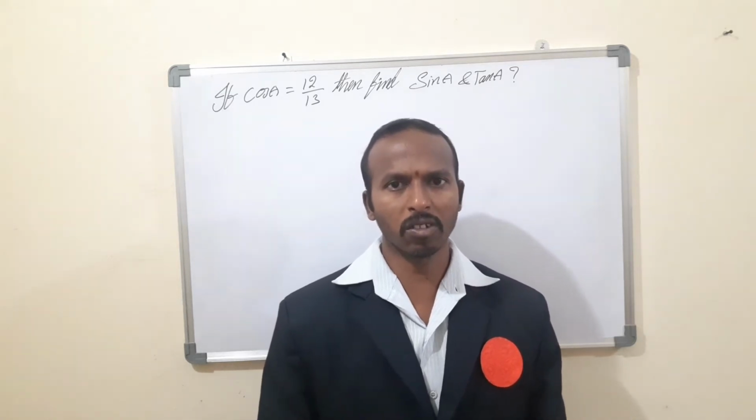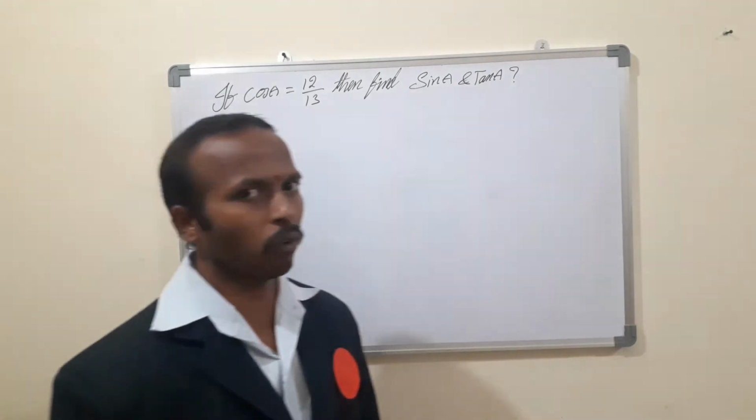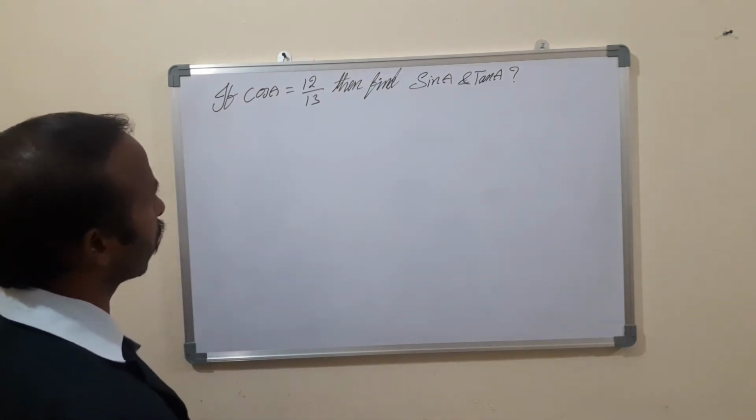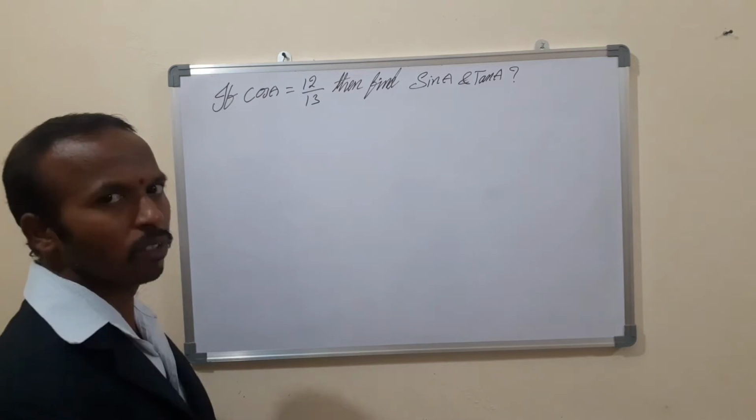Today we will discuss trigonometry, which is a continuation of the previous class. Now we will see the first question. It is on the board. If cos A equal to 12 by 13, then find sin A and tan A. Solution.